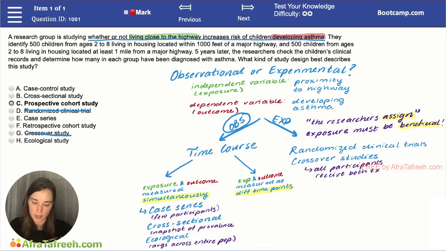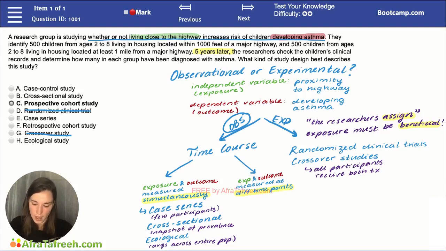So that's measuring our exposure at a certain point in time. And now we come across this statement of 5 years later, the researchers assess the clinical records and determine who is diagnosed with asthma. So now 5 years later, we're assessing the outcome. So based on the study description, the researchers are assessing exposure and outcome not simultaneously, but at different time points.